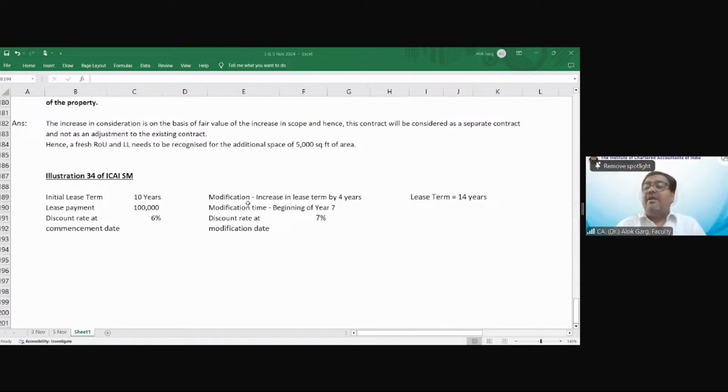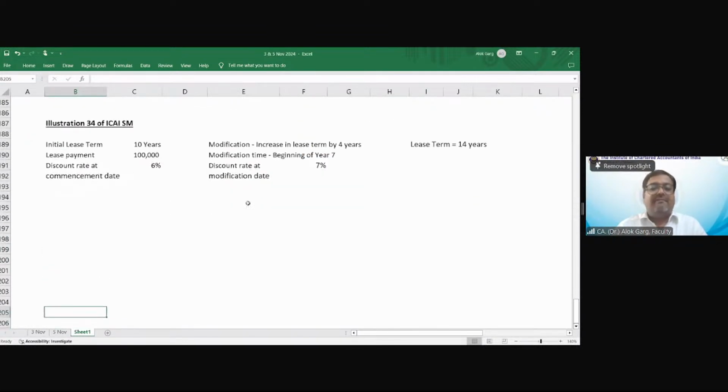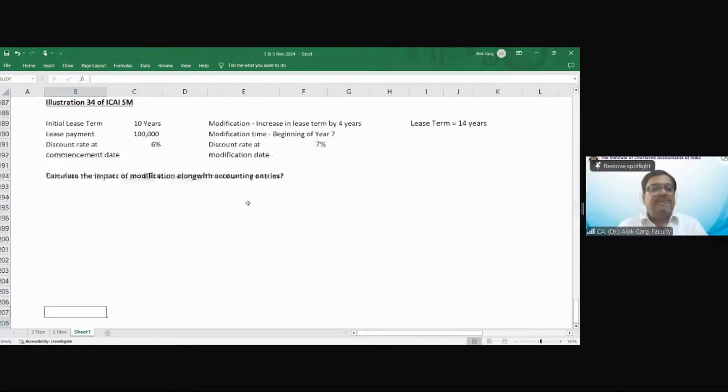So friends, now let's solve this question. Illustration number 34 of the ICAI study material. So let's go step by step. We need to calculate the impact of the modification along with the accounting entries. What is my first step? My first step is to calculate the present value of future lease payments on the basis of the original lease term.